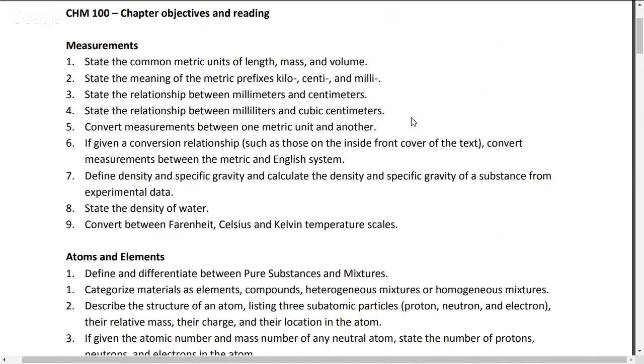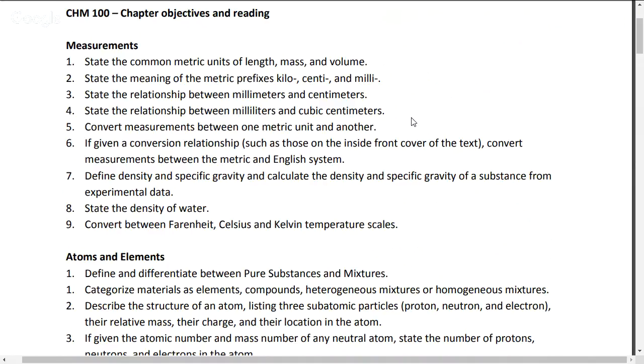We write cubic centimeters two different ways. One is the more mathy way, centimeters cubed, because it actually is a cubic unit: centimeters times centimeters times centimeters. But you'll also sometimes see it written as CC, which stands for cubic centimeters. Those are all the same volume as a milliliter.